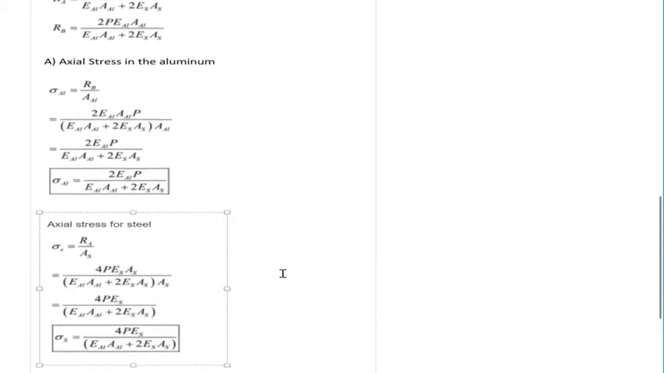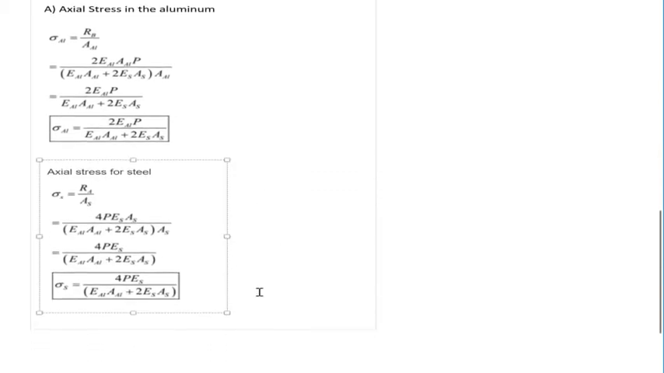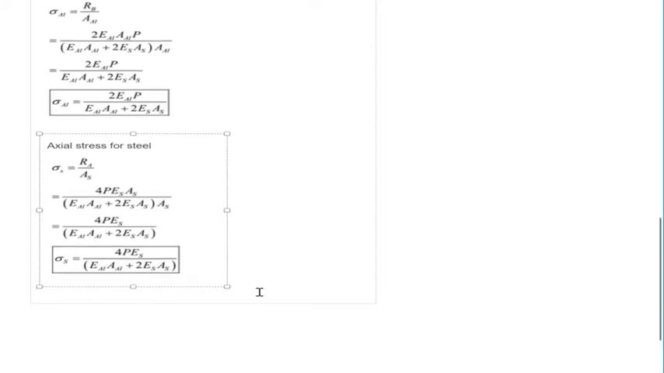Now we do the exact same thing for the actual stress for the steel, and we will find a similar equation that I will just put for you to see. The math is something you guys can do on your own, simplifying everything. So now we have the stress in the aluminum and the stress in the steel. Good.